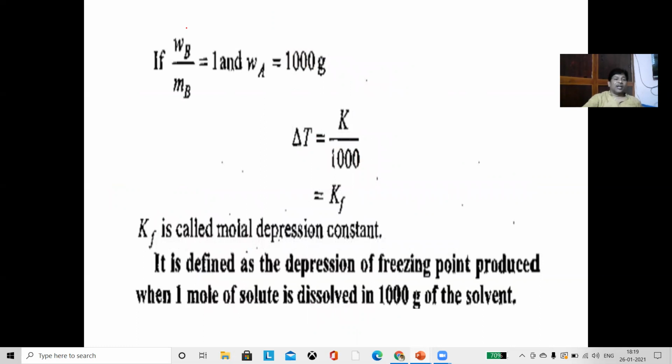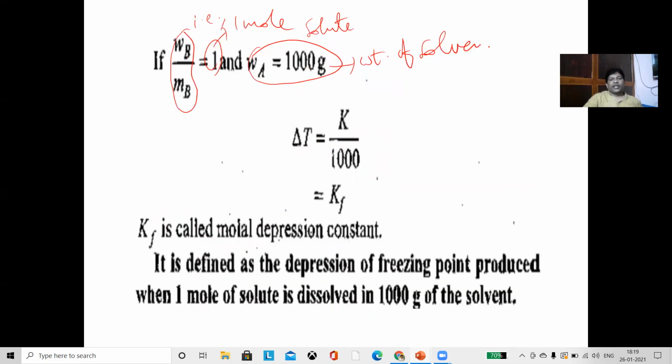Now, if WB by MB, weight of solute by gram molecular weight, is equal to 1, that means 1 mole of solute is taken, and weight of solvent is 1000 grams. So the number of moles of solute is 1 mole and the weight of solvent is 1000 grams of water. In this case, delta T equals K by 1000.